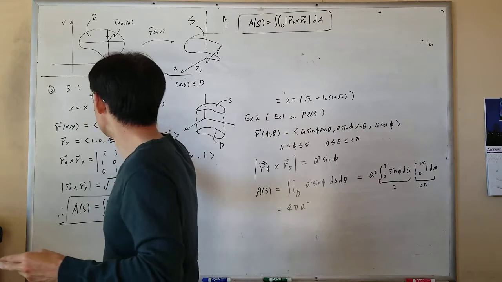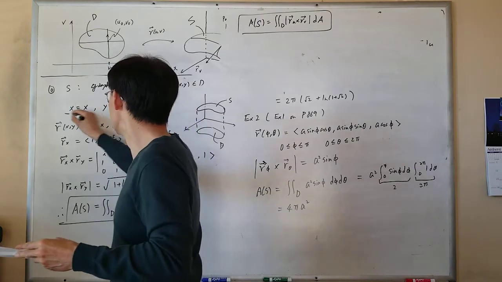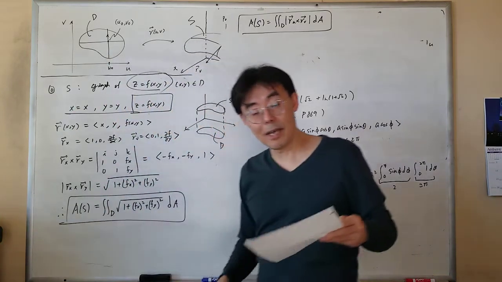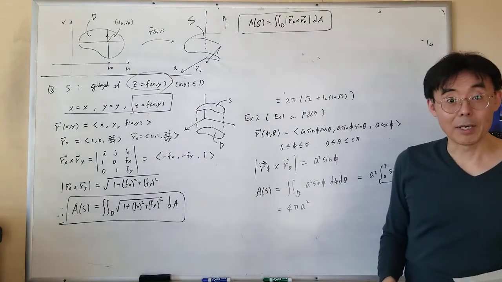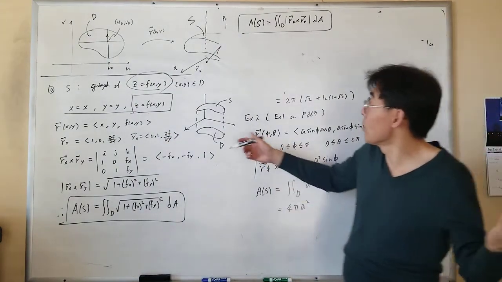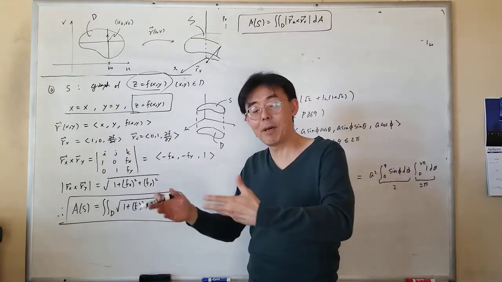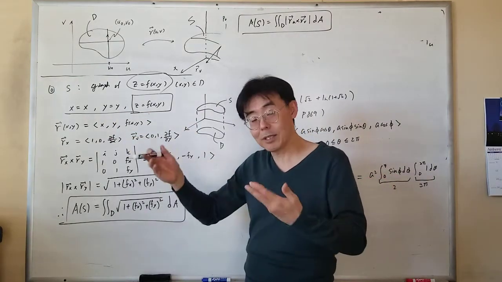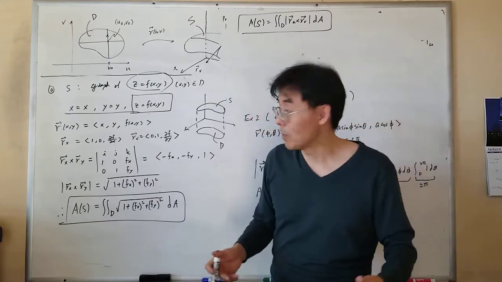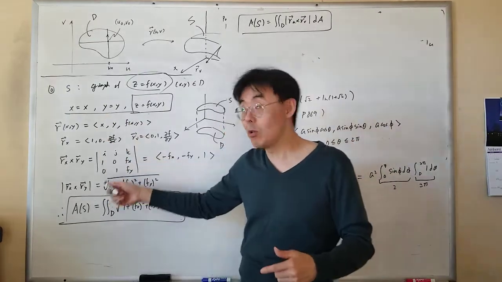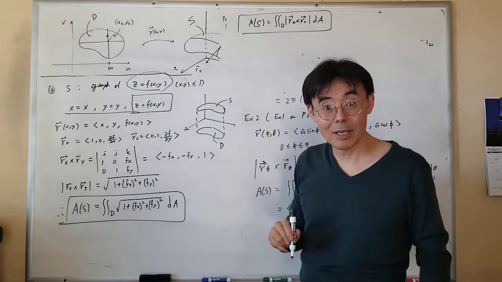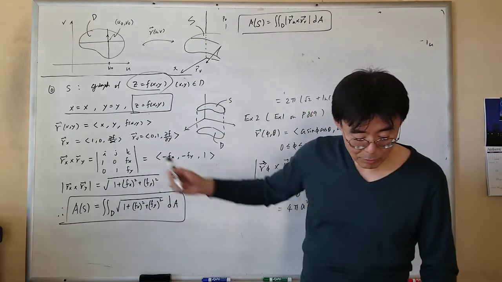This applies when your surface is given by z equals f of x, y. We just apply the same formula to this special case. We just make a parameterization: x equals x, y equals y, and z equals f of x, y. So x, y plays the role of u and v. That's how you get this formula.